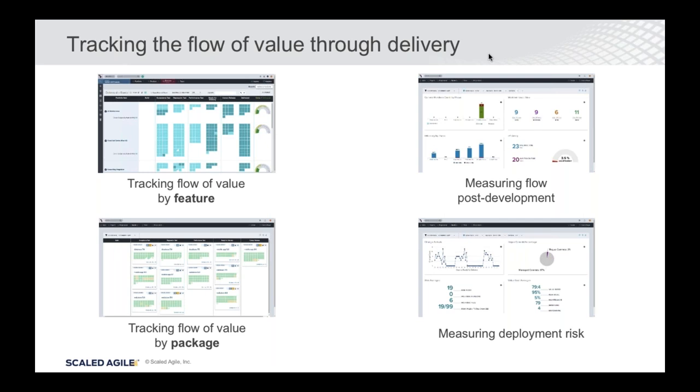So a couple of things we've really tried to do is enable organizations to track the flow of value by feature or track it by package or any way they need, to get those cross-referenced views and really know what they're doing in terms of getting features, valuable stuff, to their customers, not just code. But we are also implementing the lower-level measures that are typically not measured on the DevOps side.